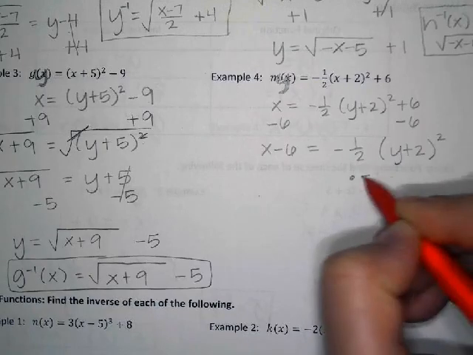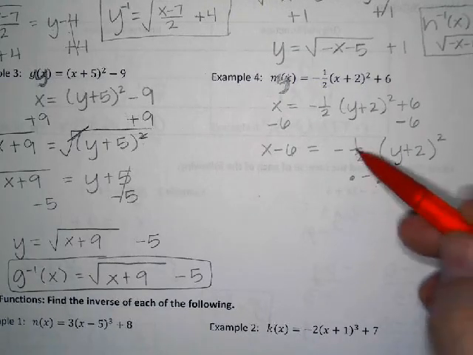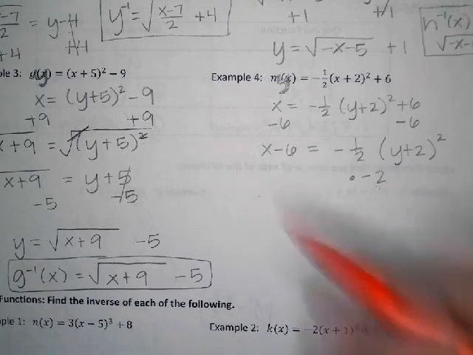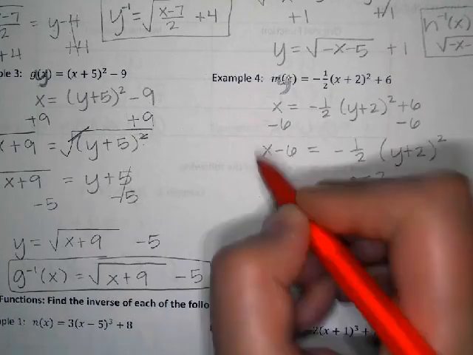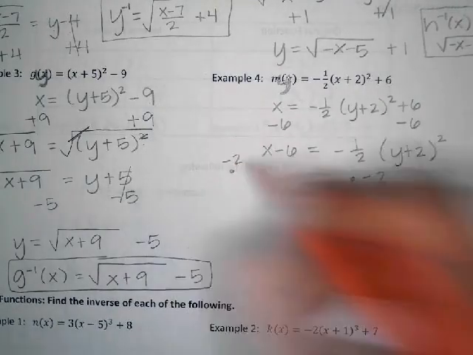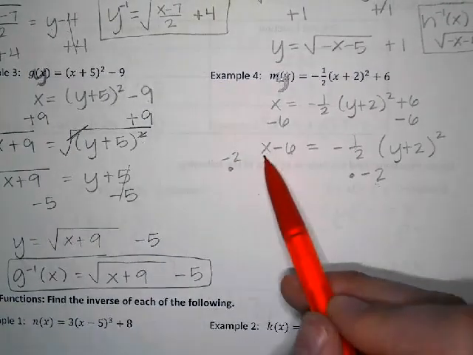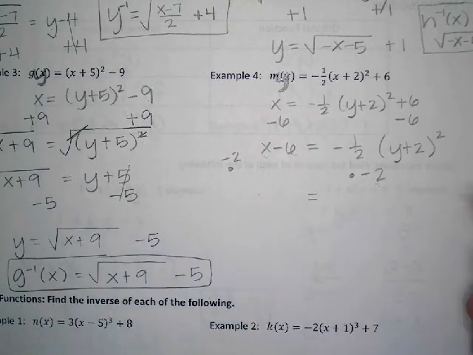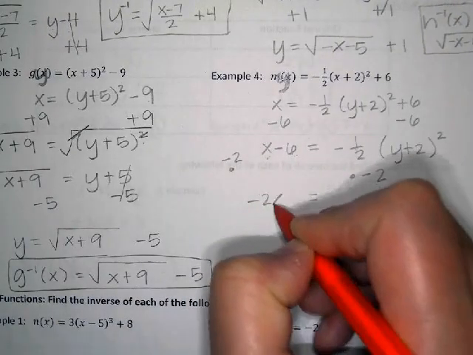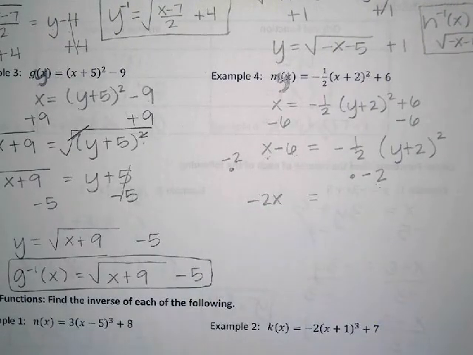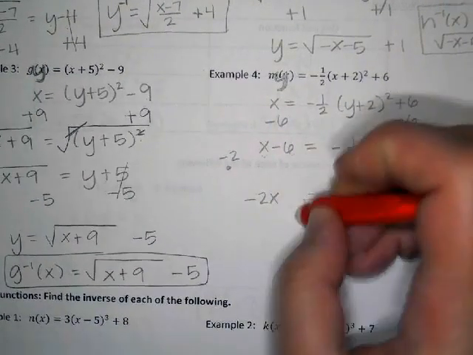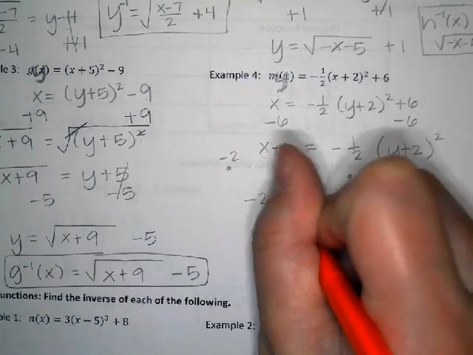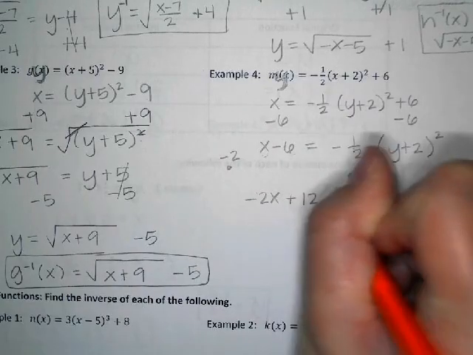So if I multiply by a negative 2 on the right side, I'm going to multiply by a negative 2 on the left side. And I just want to make sure that I multiply both of these numbers by a negative 2. So an x multiplied by negative 2 is negative 2x, and then a negative 6 multiplied by negative 2, positive 12. Okay, and then on the right side, we just have our parentheses squared, okay?